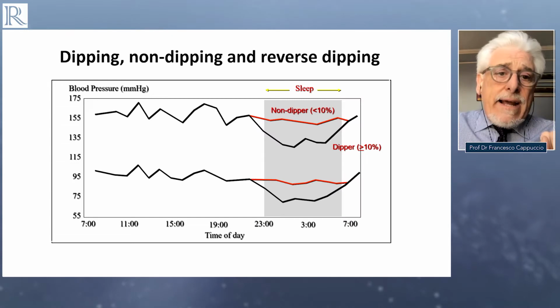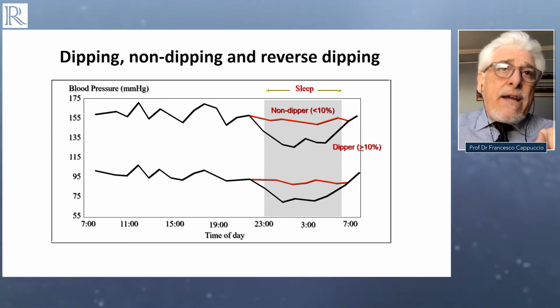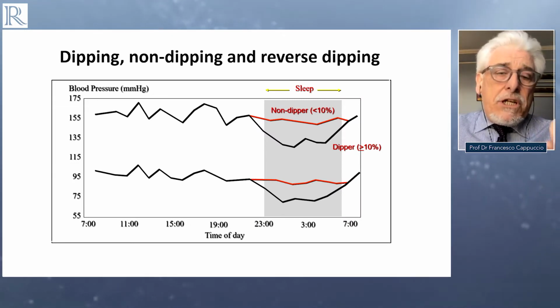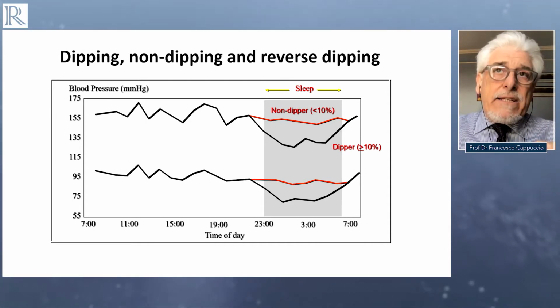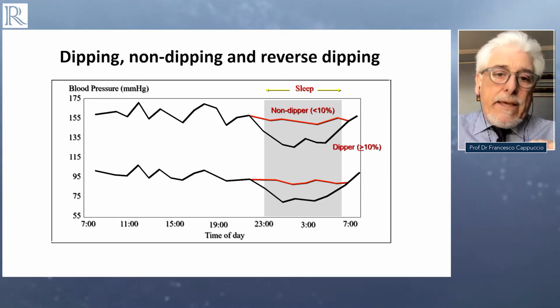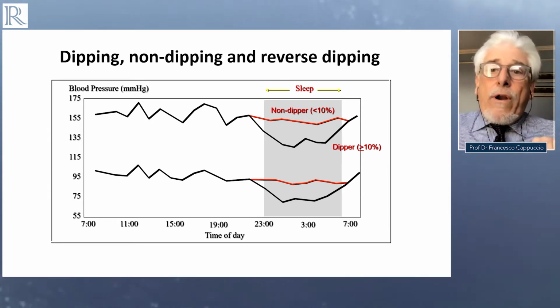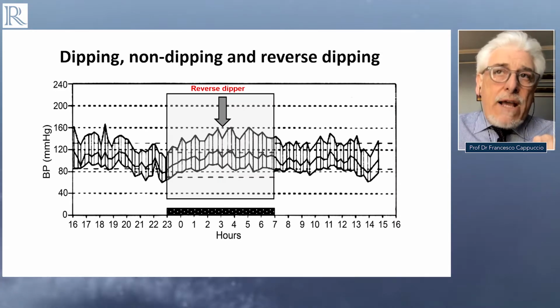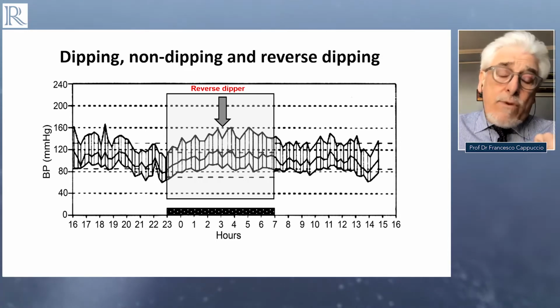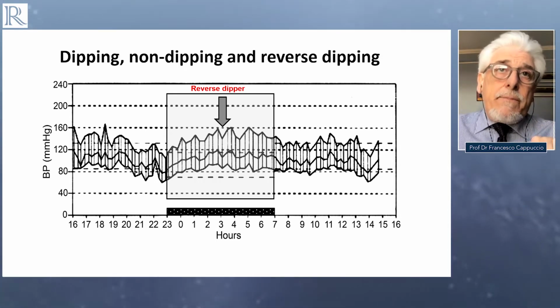If we don't find that, we may find that the expected nocturnal dip in blood pressure that is depicted in the black tracer can be replaced by an absence of it, as in the red tracer. And we refer to this as non-dipping. Or else we can observe a paradoxical phenomenon of a rise in nocturnal blood pressure that we refer to as reverse dipping.